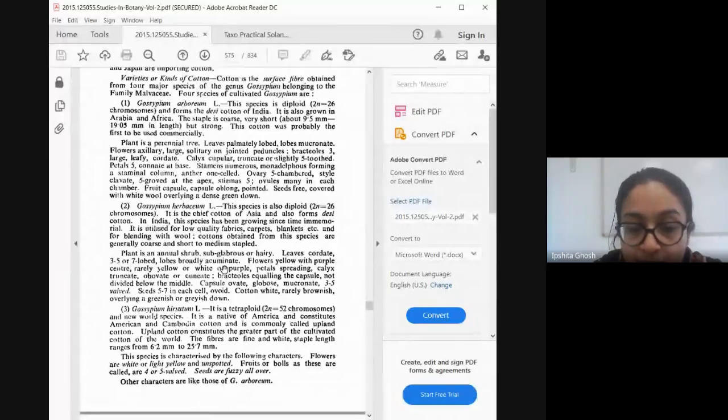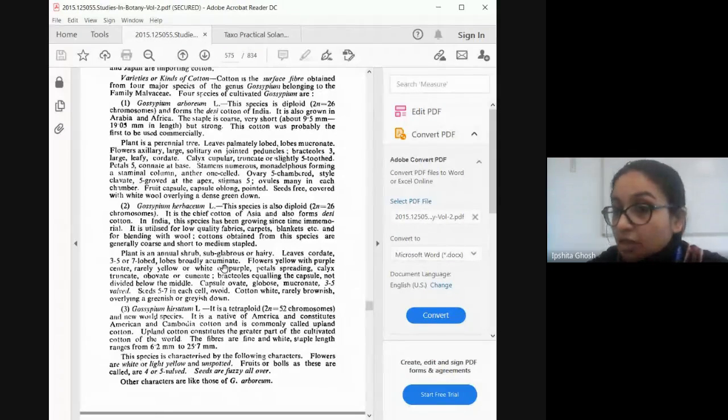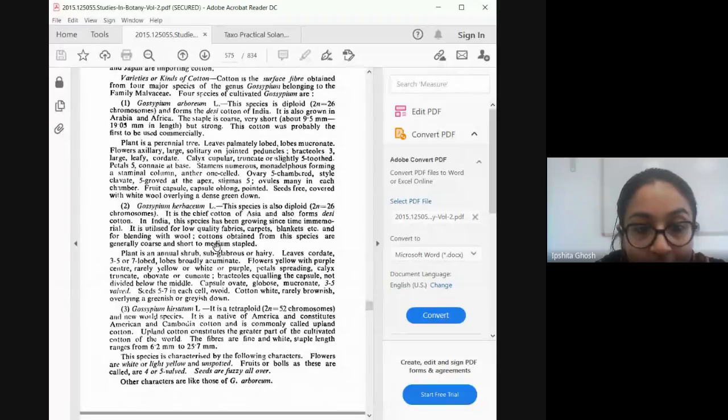Gossypium herbaceum is the next species that we are talking about here. This is also diploid. There are around 26 chromosomes in both arboreum as well as herbaceum. And in India, these species have been growing since ages. Mostly carpets, blankets, a lot of these are made from Gossypium herbaceum. Regarding the morphology, the plant is a shrub in nature. The leaves are cordate, flowers are yellow. Here also the capsule is ovate, globose, mucronate.